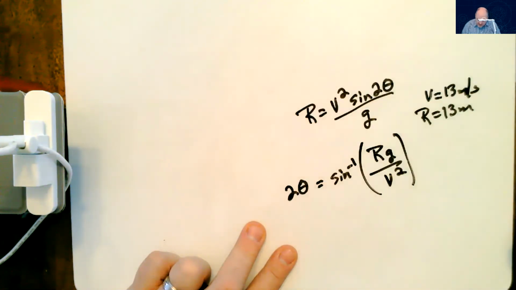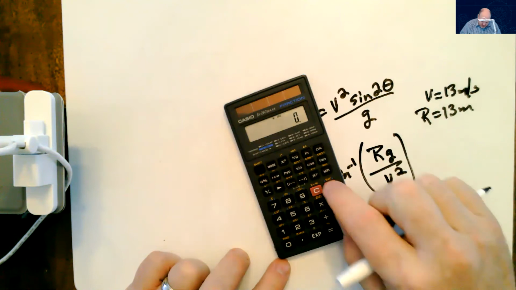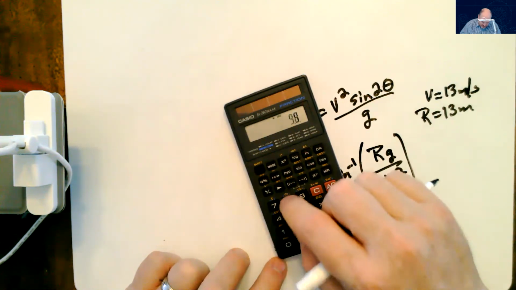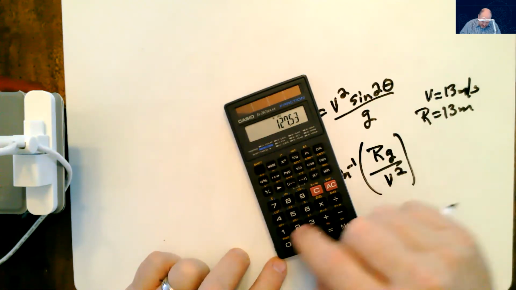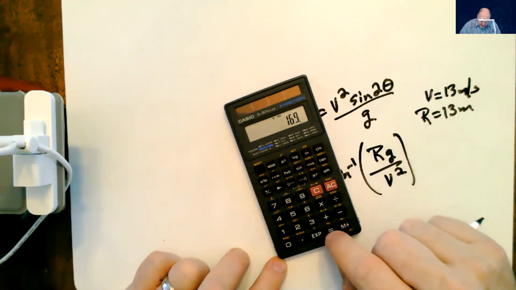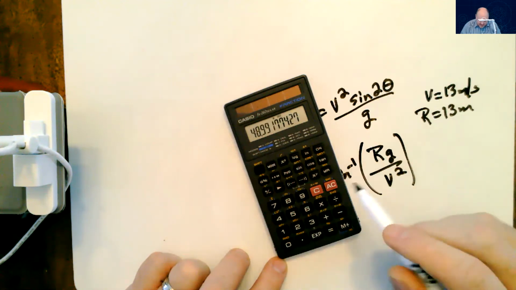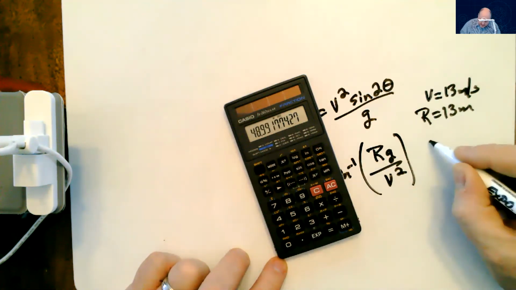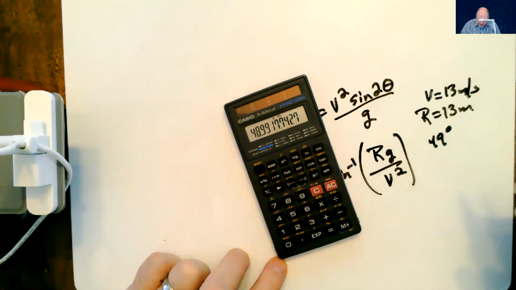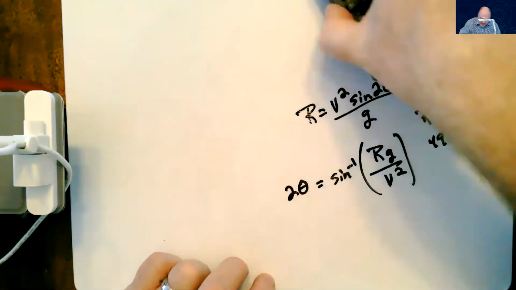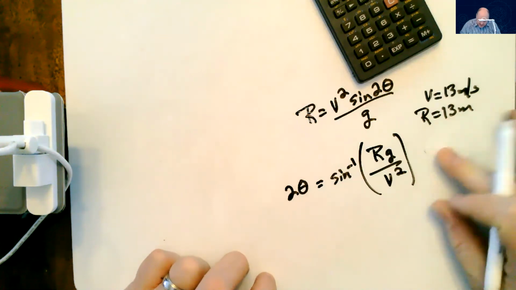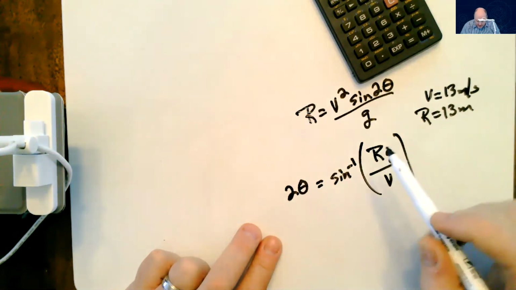Let's see, did I do that right? Range is 13 times 9.81 equals, divided by 13 squared equals, and then shift sine, and I get like 49 degrees. Oh, actually, I'm going to divide that by 2, because that's not 49 degrees. See, I almost made the same mistake I was trying to warn you about.